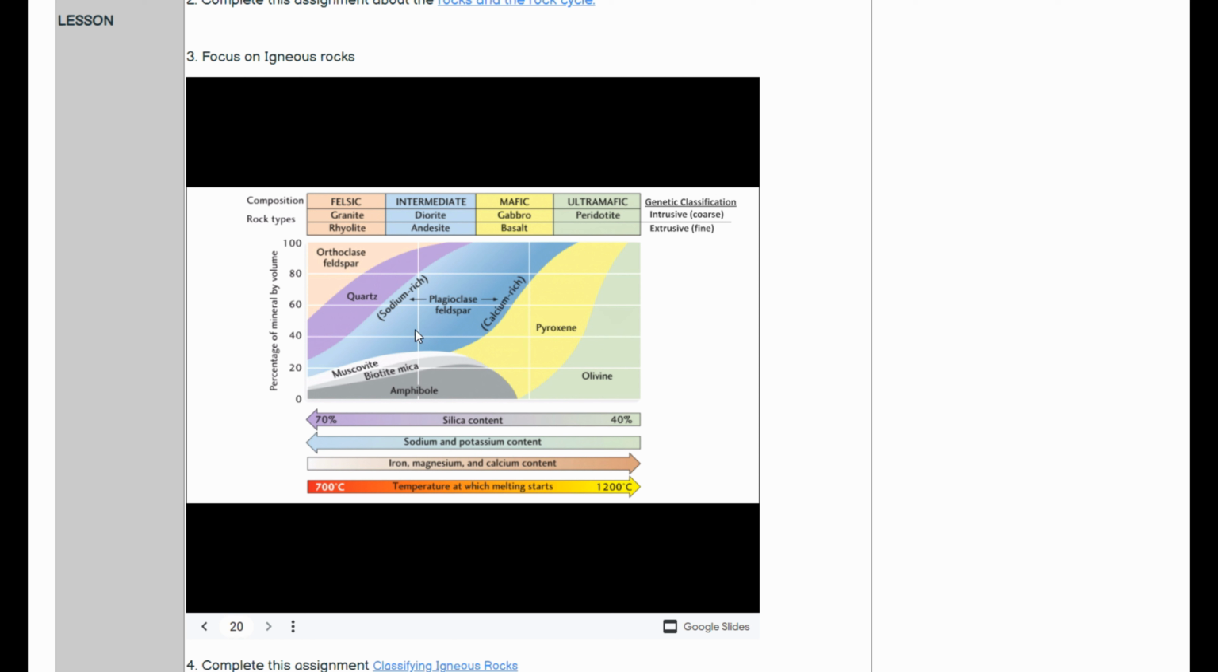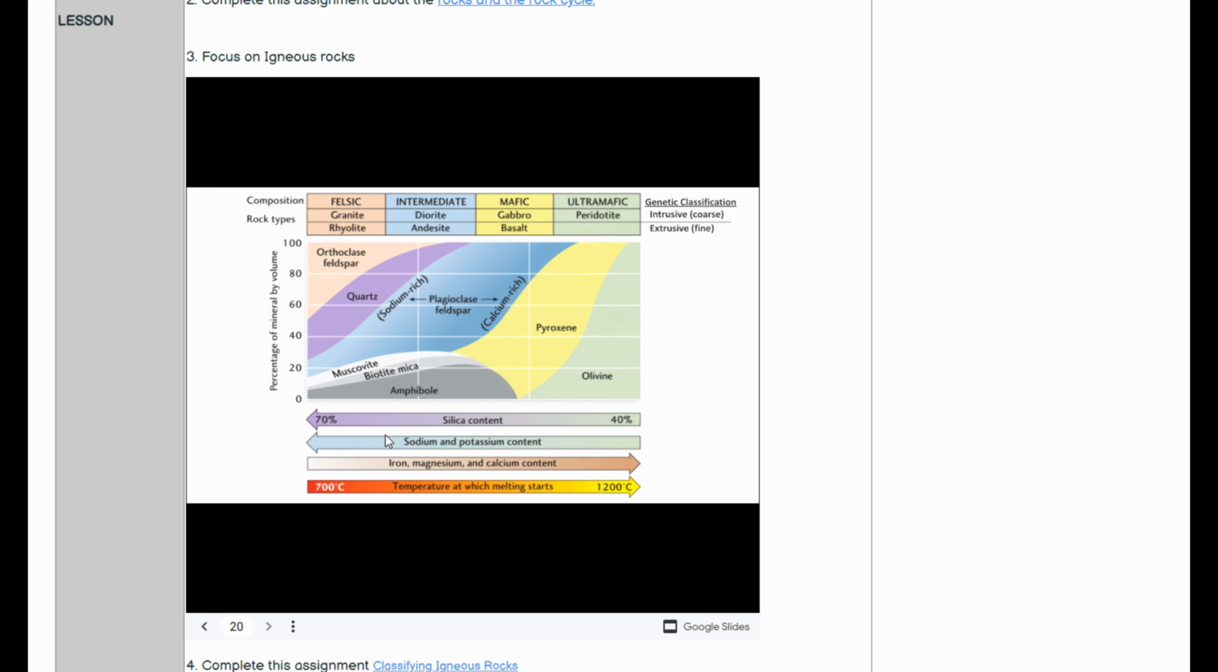It will say, does a felsic rock have pyroxene in it? Or it will say, which of these minerals does felsic rock contain? And it'll list all of them out, and you'll pick the right ones. So be able to answer questions based on this part of the chart.